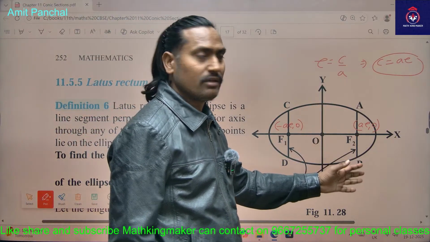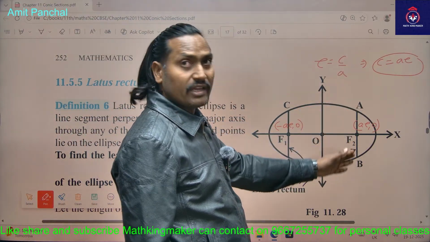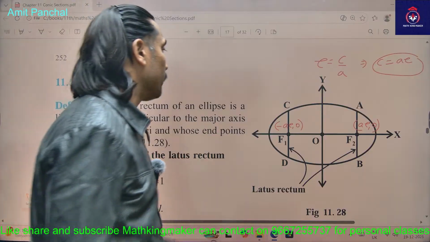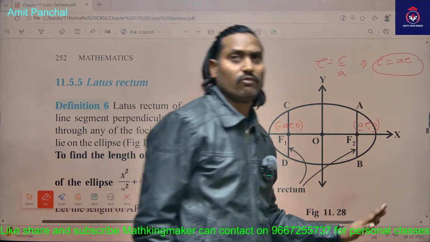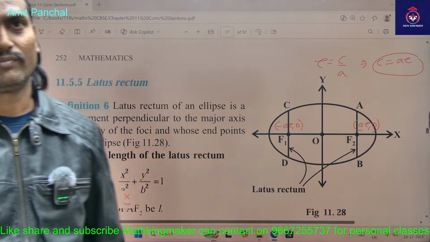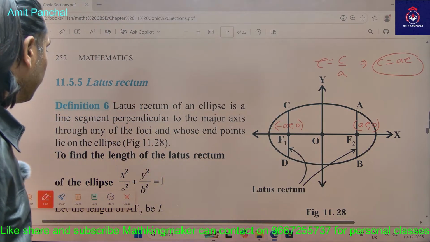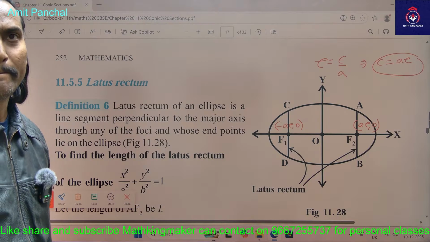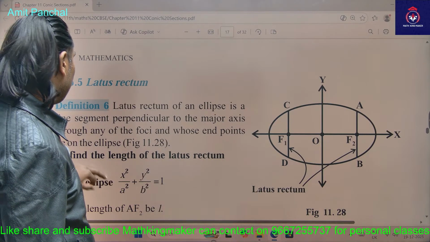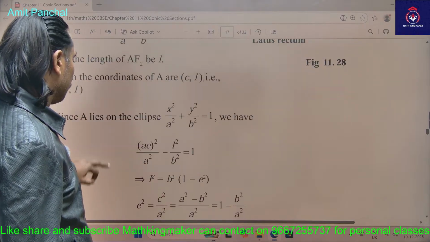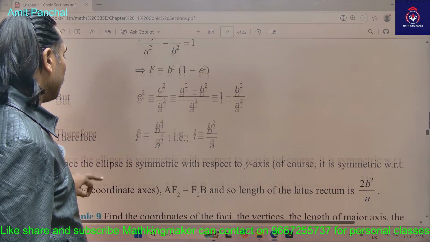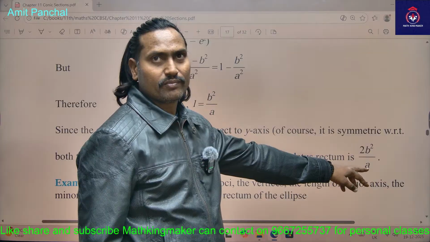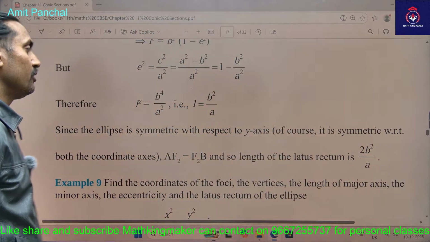In the same way, the line which is perpendicular to the axis of the ellipse and passing through the foci is said to be the latus rectum. We'll see next time. The latus rectum is 2b square by a. You just try to find it out. Otherwise, I'll do it in the next session.